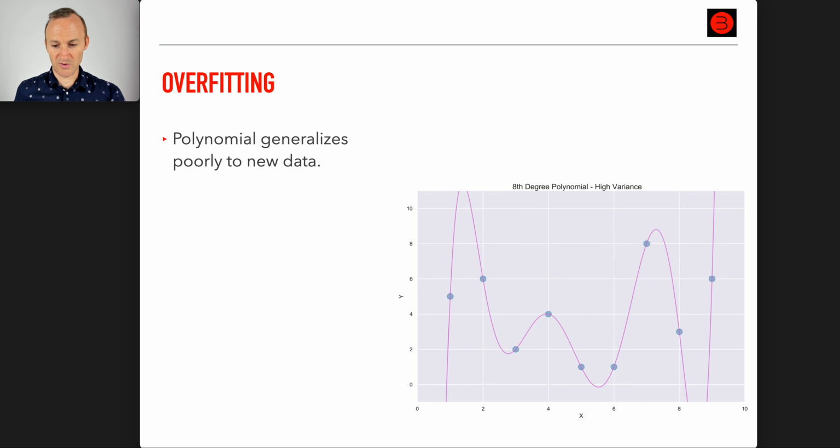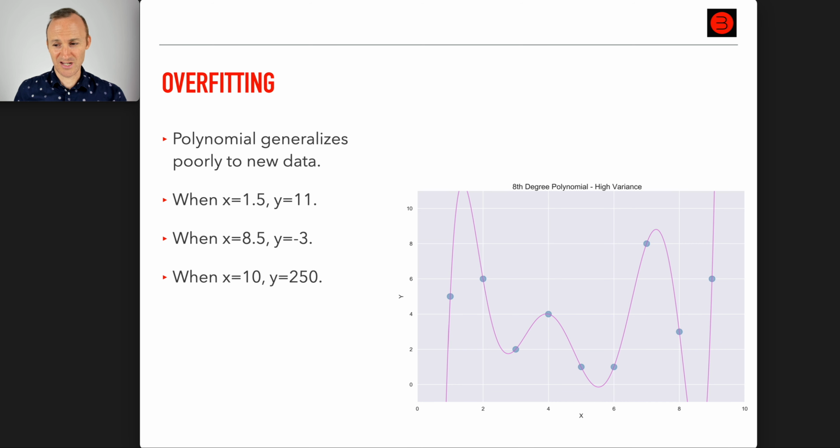Now, let's consider some different points on the curve. When x equals 1.5, y is going to be 11. That's the highest point by far. Does not really seem to be a good representation of the pattern that the data has. Well, when x is 8.5, you're getting y equals -3. So that's an even worse prediction. But then when x equals 10, you're looking at about 250. So these 3 data points are poorly chosen from this regression line. Curve and line are often used synonymously in the machine learning world.